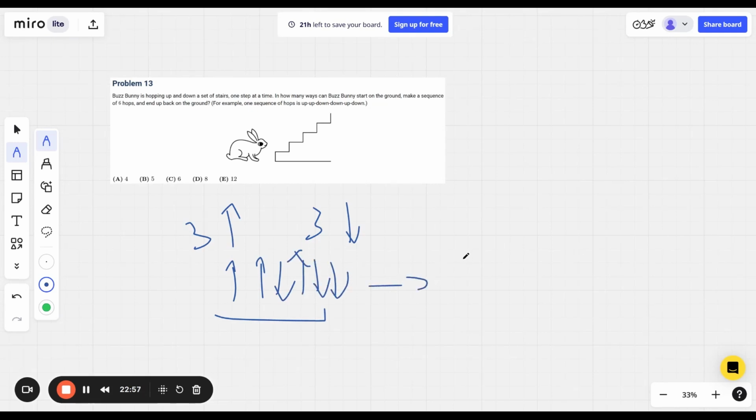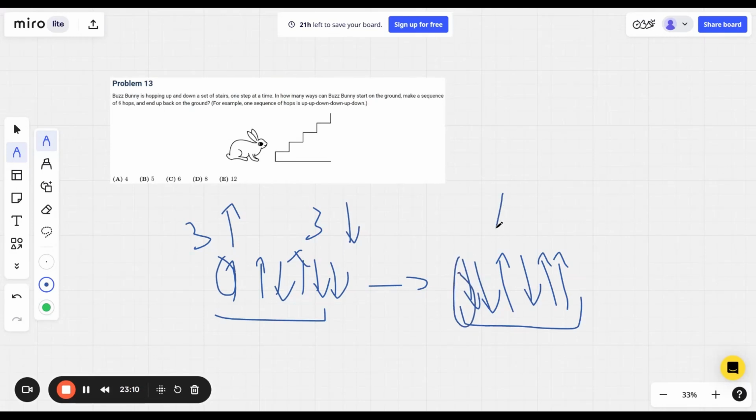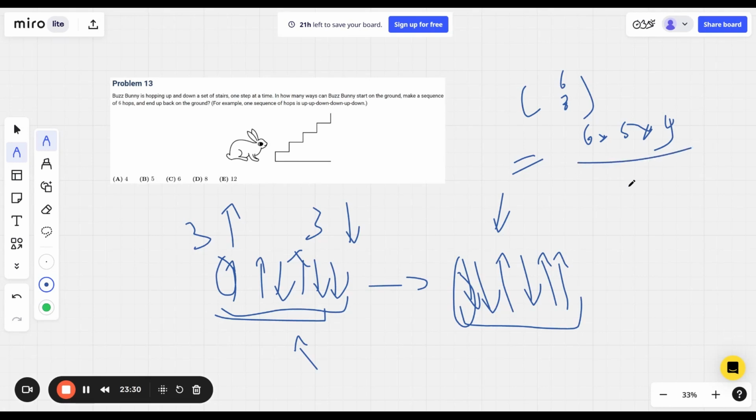But this one also corresponds to this arrangement, right? So what I want you to see is that each up arrow here is replaced by a down arrow here. But this arrangement is invalid while this arrangement is going to be valid. So what we can do here is that we have 3 ways to arrange, or just pick out the number of orders of ups and downs, which equals 6 times 5 times 4 divided by 6, which equals 20.